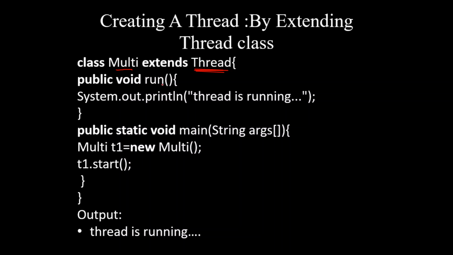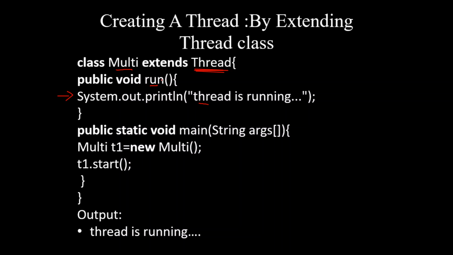The class Thread contains a method called run. So this method should be overridden here, otherwise this class also will become abstract. So we are overriding the run method, and normally inside this run method we will be writing the code that should be executed in a multi-threaded style. So here we are just saying System.out.println the thread is running.